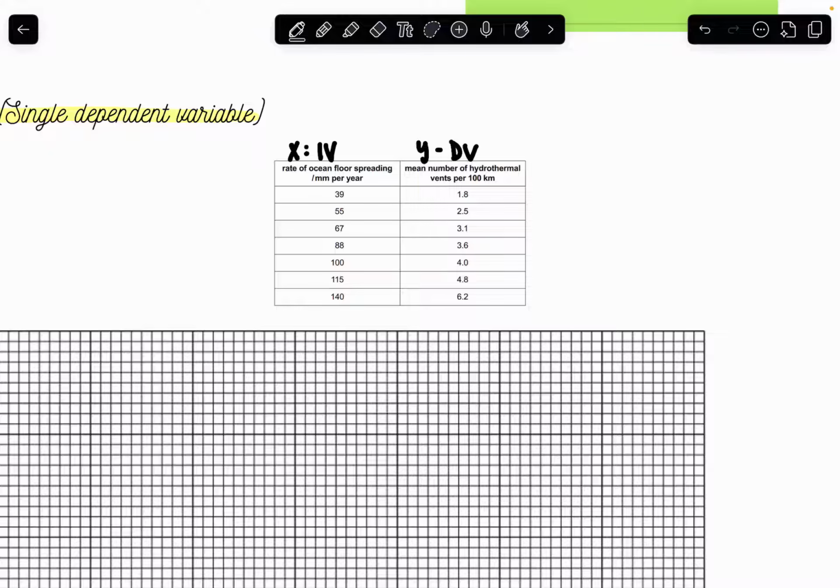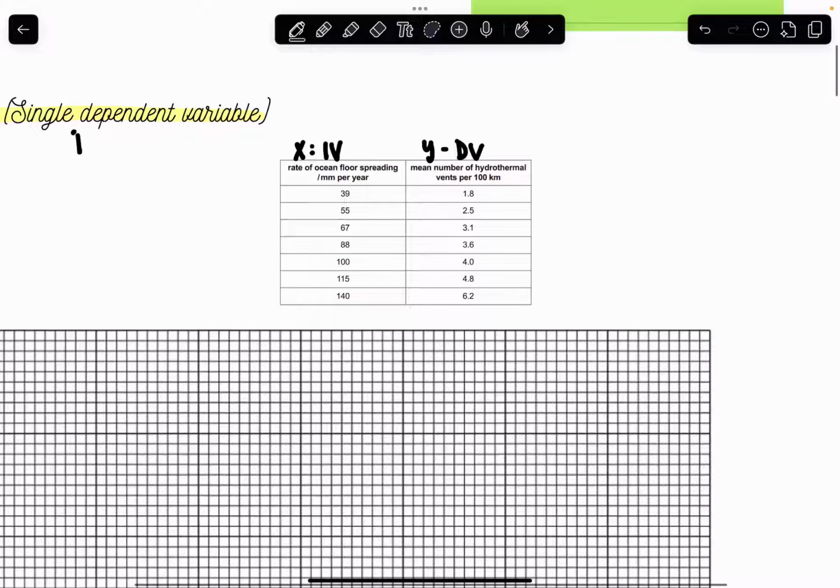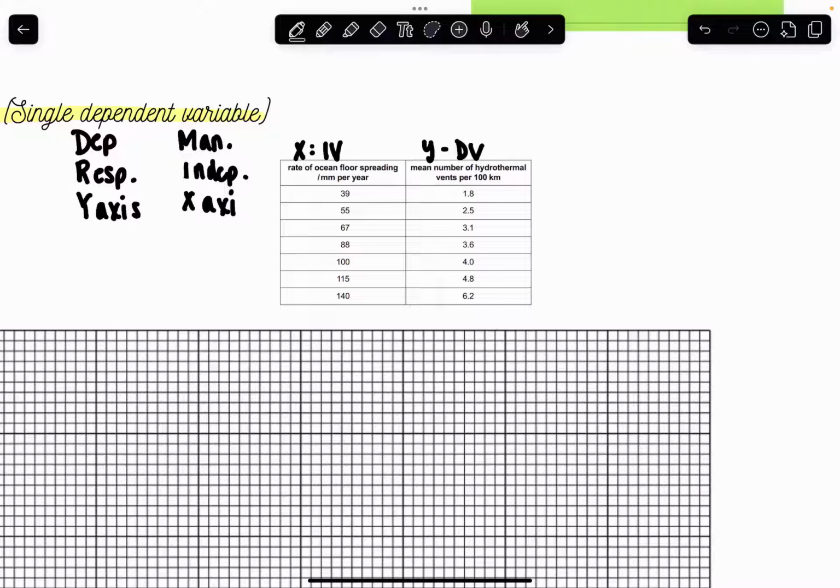So how are you going to remember this? DRY MIX. So dependent responding variable is on the y-axis. Manipulated independent variable would be on the x-axis. So dependent y, independent x.